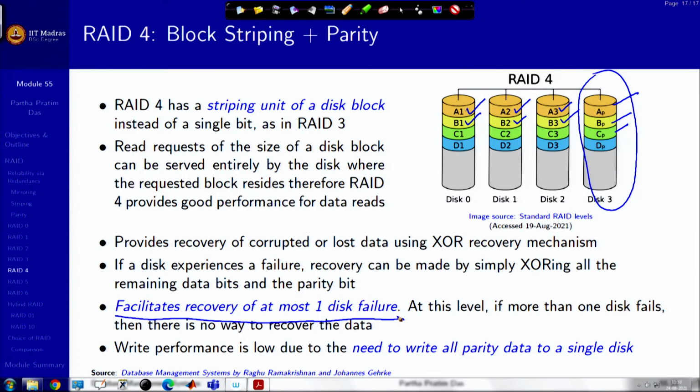This facilitates that you can recover from at most one disk failure. If one disk fails, you will be able to restore that data using the parity. But if more than one fails, you will not be able to do that. Naturally, write performance is low because you need to write all parity data to a single disk. That becomes a bottleneck, because wherever you are writing, disk 0, disk 1 or disk 2, you will have to write the parity on disk 3.